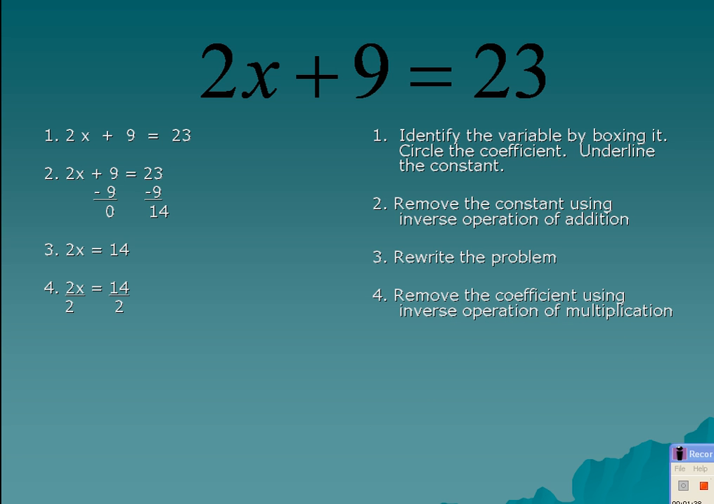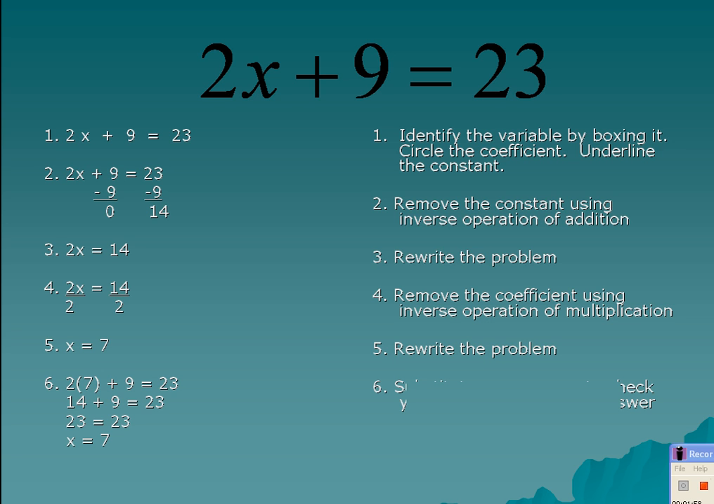The fourth step is to remove the coefficient using the inverse operation of multiplication. From here you should divide by 2 and get x equals 7. We're not quite done yet. First we're going to rewrite the problem. Then we're going to substitute your answer to check your work and box your answer. If the left answer equals the right answer, I know that my answers check out and my solution should be x equals 7.